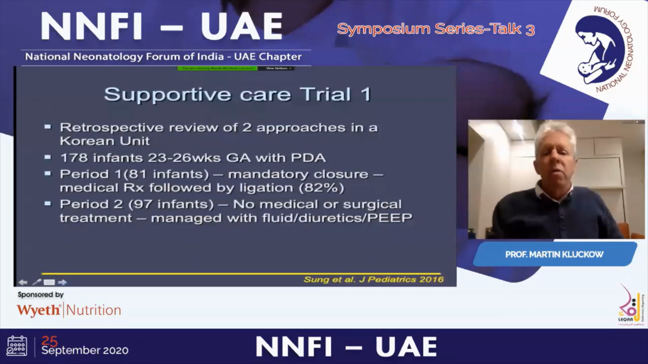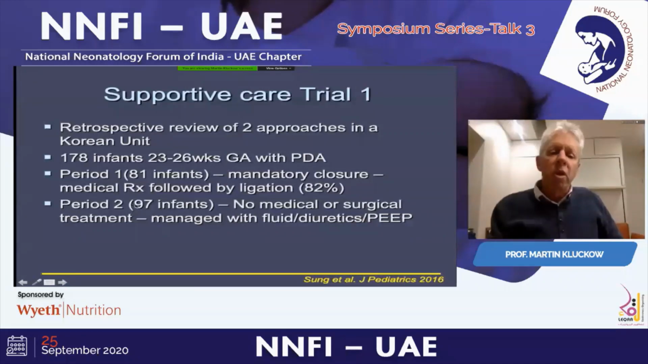So I'd just like to briefly look at two trials of supportive care. The first is in a Korean unit, a retrospective review of two approaches. 178 infants in a single centre study, small babies, 23 to 26 weeks, all diagnosed with a significant PDA. In the first period, this unit had a mandatory closure regime, so they used medical treatment aggressively, followed by ligation, and had significantly high ligation rates in these very small babies.